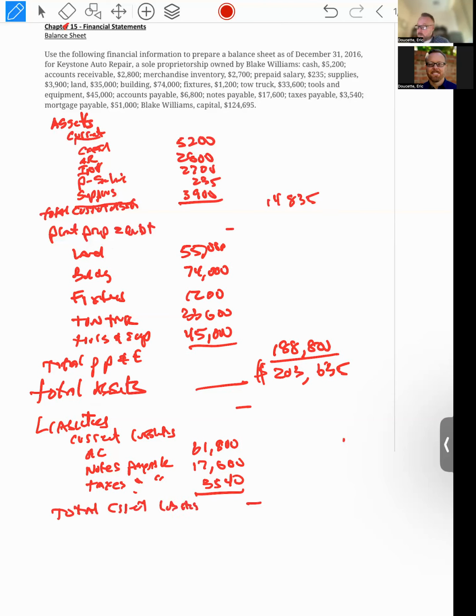That's going to be 27,940. And then I have my long-term liabilities next, and that's going to be mortgage. And that came out to 51,000. So that would be added here.